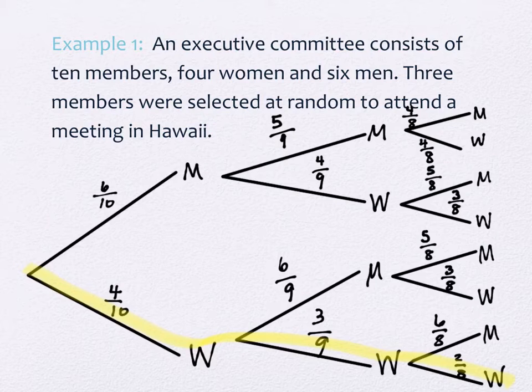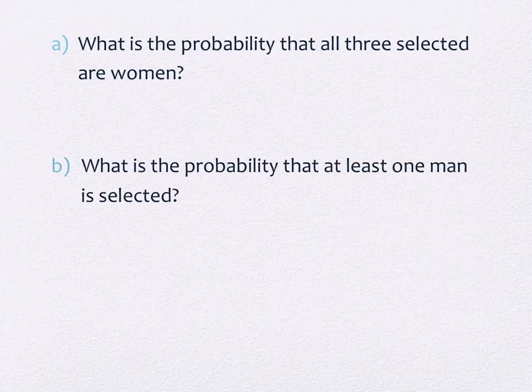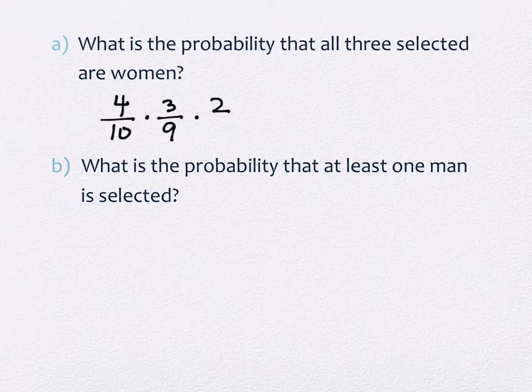4 tenths, 3 ninths, and 2 eighths. So I'm multiplying 4 over 10 times 3 over 9 times 2 over 8.